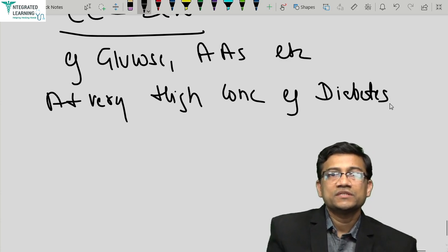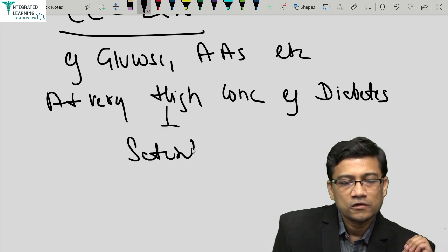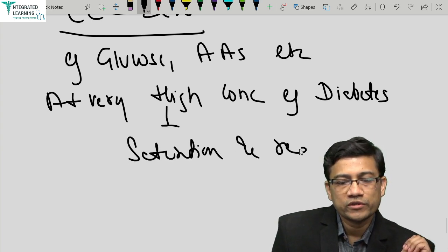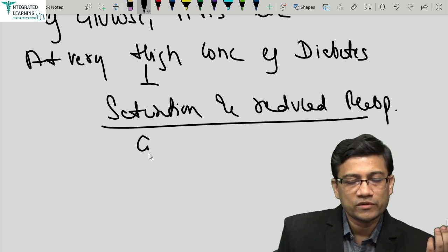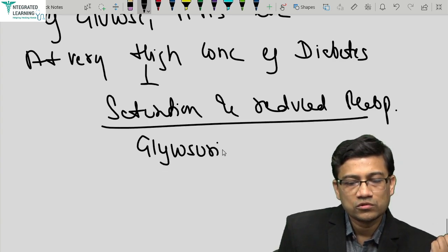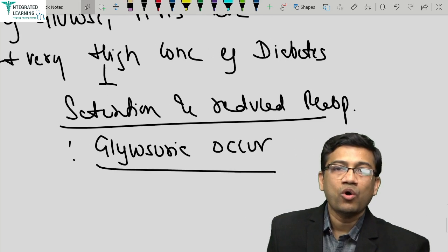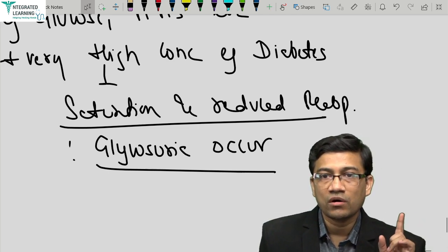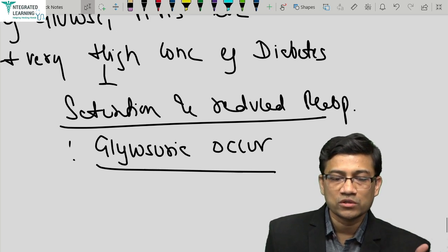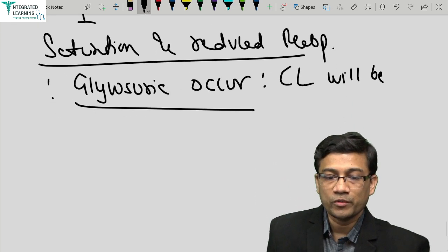in diabetes, what happens? There is such a high blood glucose that you can't reabsorb all of it. So what happens? Again, saturation and reduced reabsorption. And now glucosuria starts because you can't reabsorb all. Glucosuria occurs because you can't take it all back, so some is lost. That means clearance is non-zero.